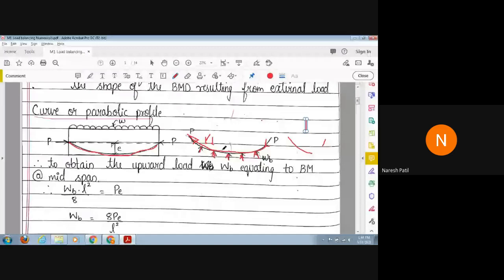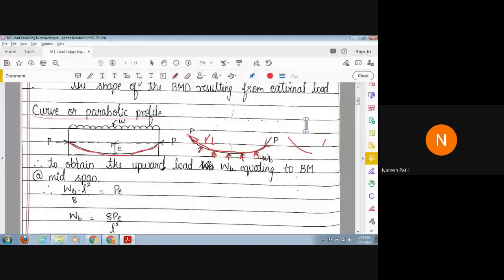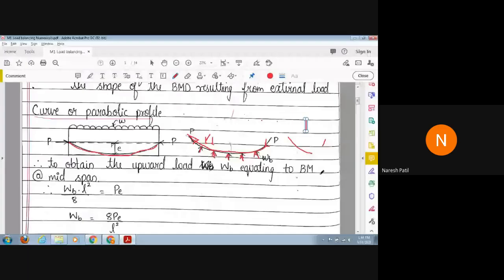When the beam is subjected to UDL, it will bend, so we have a total sagging bending moment. So we can choose the cable profile as parabolic, because the shape of the bending moment of a simply supported beam with UDL is again parabolic. So to obtain the upward load Wb, equate the bending moment at midspan: Wb L square by 8 is equal to P into e.